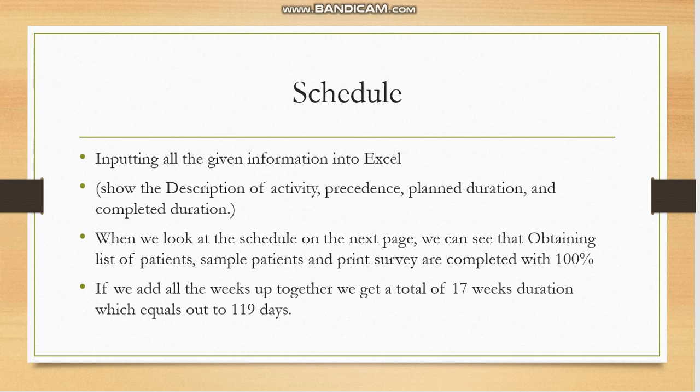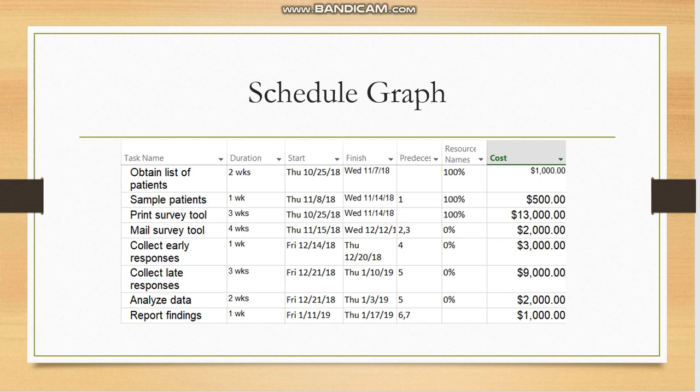And if we add all of the weeks together, we get a total of 17 weeks duration, which equals 119 days. Here is the schedule graph. It is named by task name, duration, start, finish, precedence, resource names, and our costs.